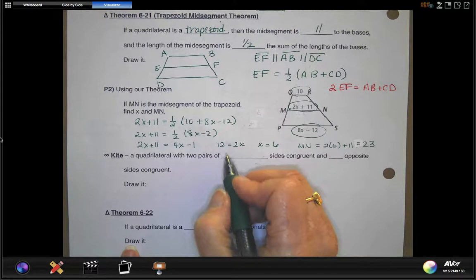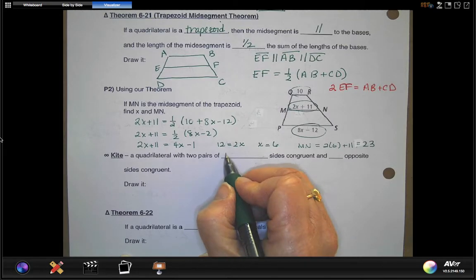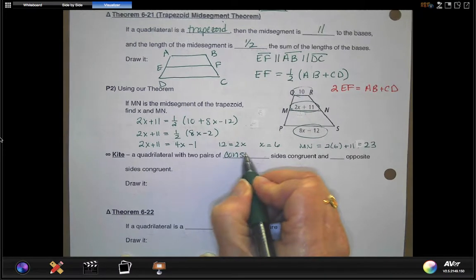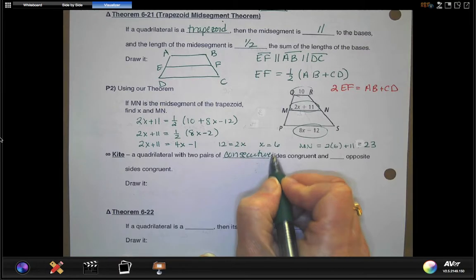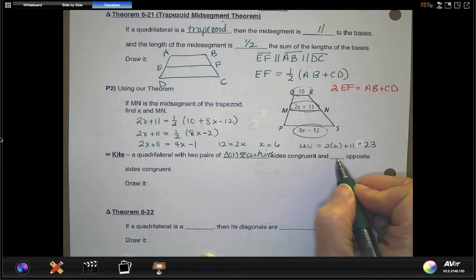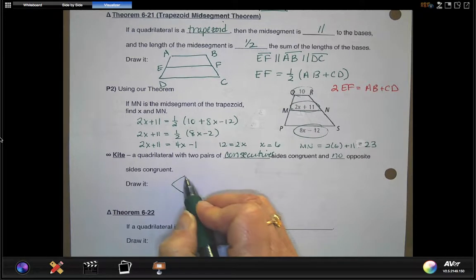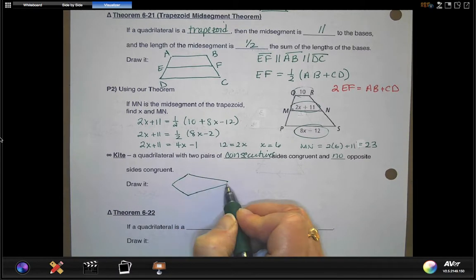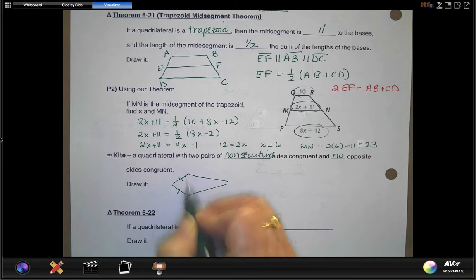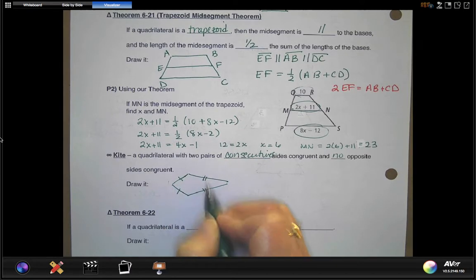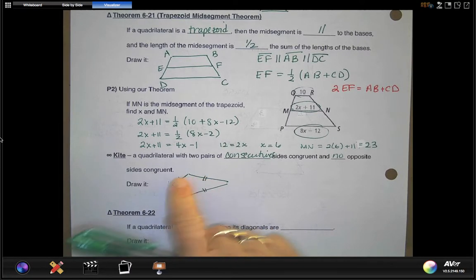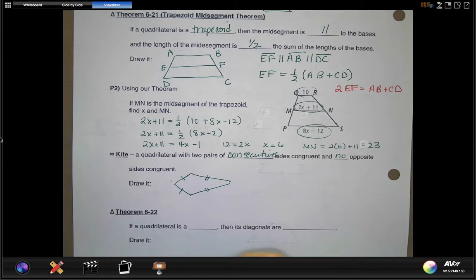Kite. A kite is a quadrilateral with two pairs of consecutive sides congruent and no opposite sides congruent. It's kind of a funny one. It says consecutive sides, but it has to be those two sides. And then these two sides, like these sides are consecutive, but they're not the congruent sides, okay?